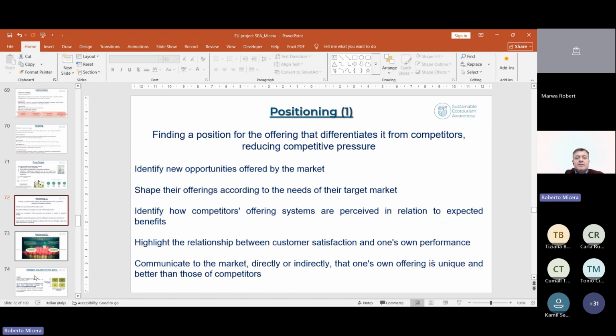After that we have positioning: finding a position for the offering that differentiates it from competitors, reducing competitive pressure. It's important to identify the new opportunities offered by the market, shape offerings according to the needs of target markets, identify how competitors' offerings are perceived in relation to expected benefits, highlight the relationship between customer satisfaction and performance, and communicate to the market, directly or indirectly, that our offering is unique and better than the competition.